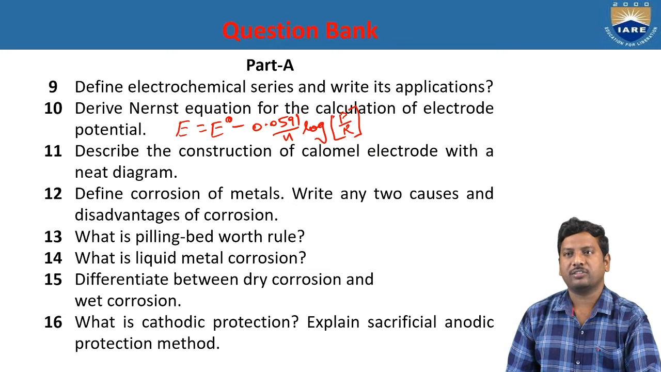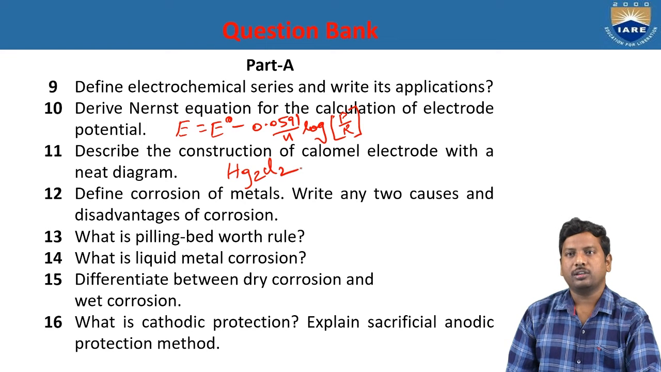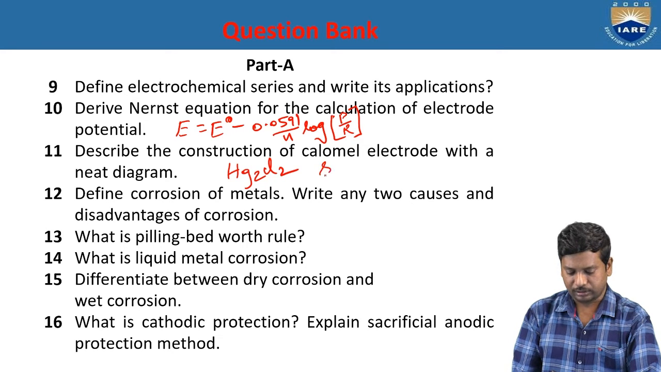Describe the construction of a calomel electrode with a neat diagram. The construction of a calomel electrode involves mainly a reference electrode. A reference electrode is one whose potential is known. This potential is applicable to determine the unknown potential of another indicator electrode. The calomel electrode contains mainly mercurous chloride paste. It contains solid mercury at the bottom, and above that the mercurous chloride paste, and at the side tube it has saturated KCl solution.